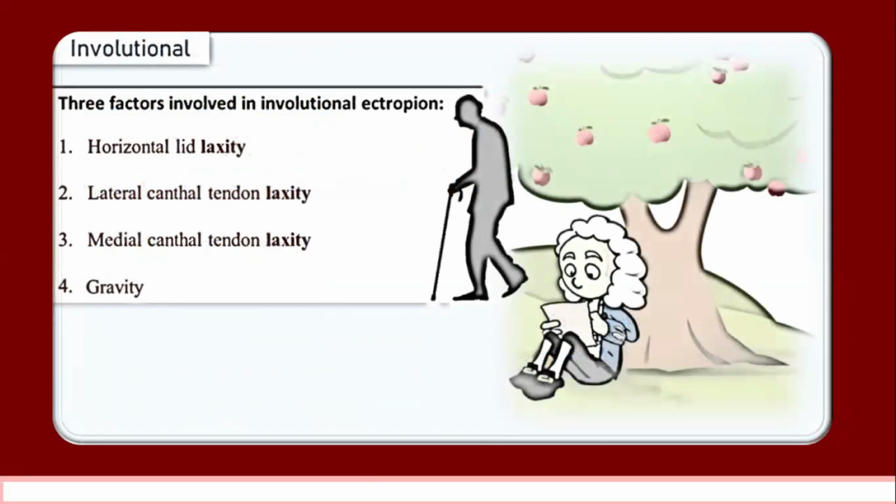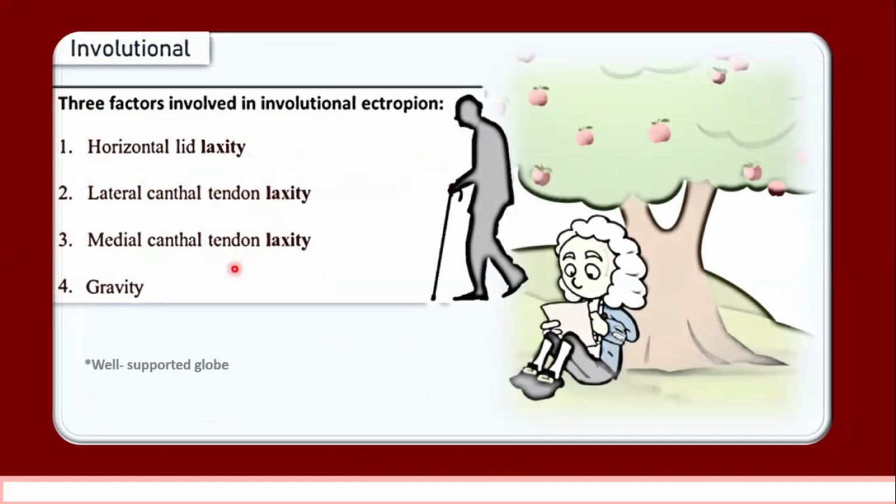Okay, so if you remember the pathogenesis of involutional ectropion, I said it's all about the laxity: horizontal lid laxity, medial canthal tendon laxity, and lateral canthal tendon laxity, plus the gravity. But there are some additional points, like what?